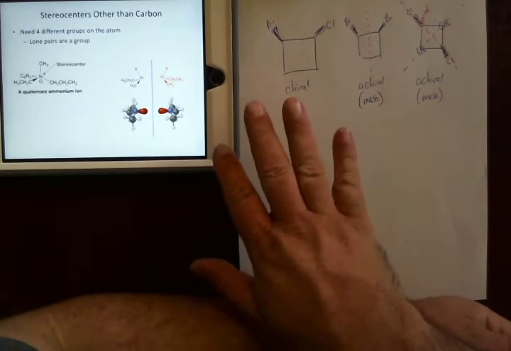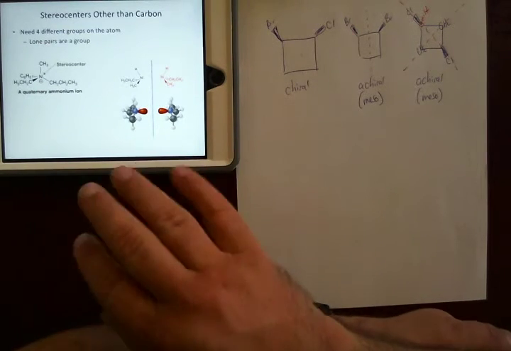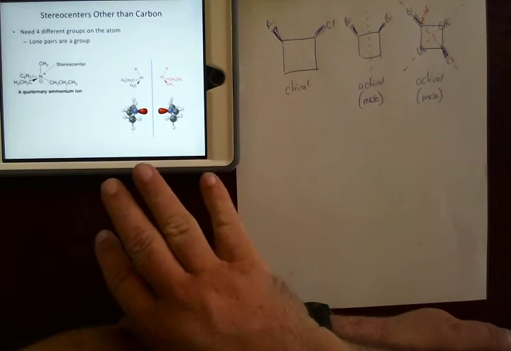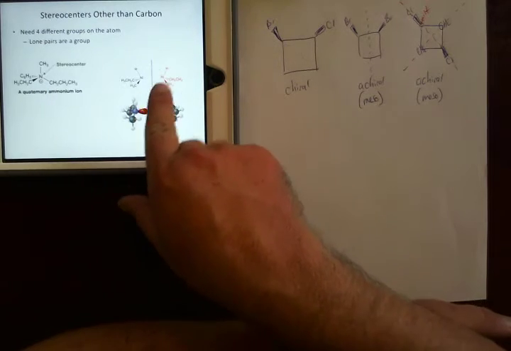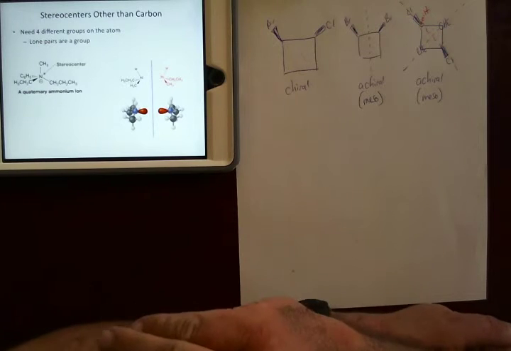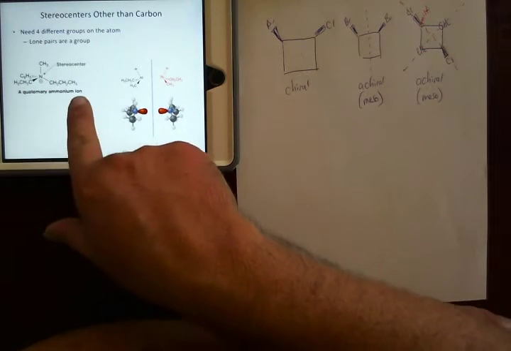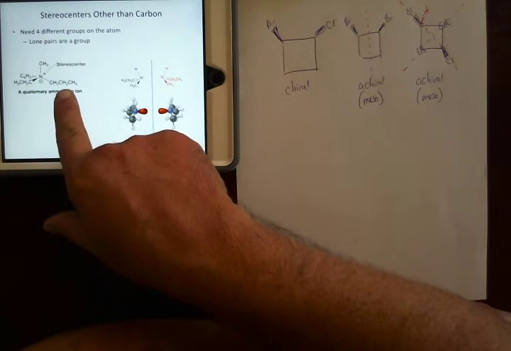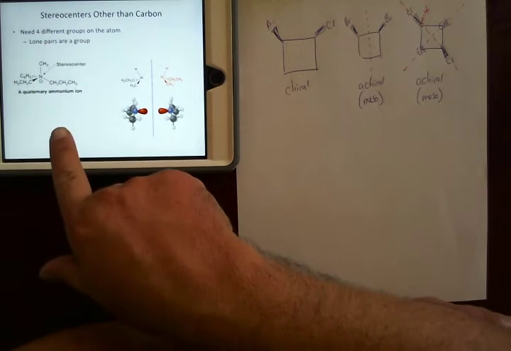Okay, now we talked about chiral carbons, and in fact, they don't have to be carbons at all. All they have to do is have four groups on there. So a classic one is nitrogen. Actually, lone pairs can be considered a group, and they would function just like everything else. Now here, a quaternary ammonium ion has a methyl, an ethyl, a propyl, and a phenyl group. Okay, so those are four different groups on this one.